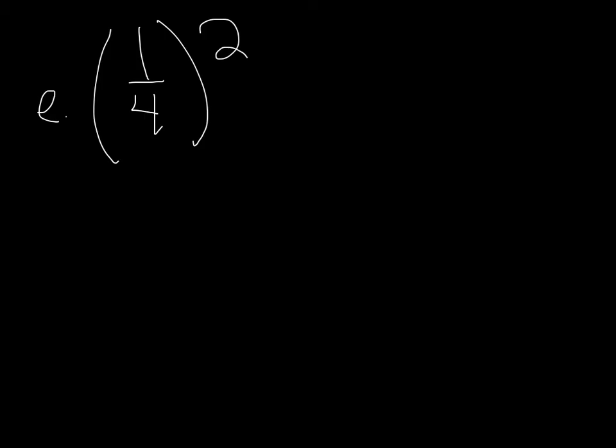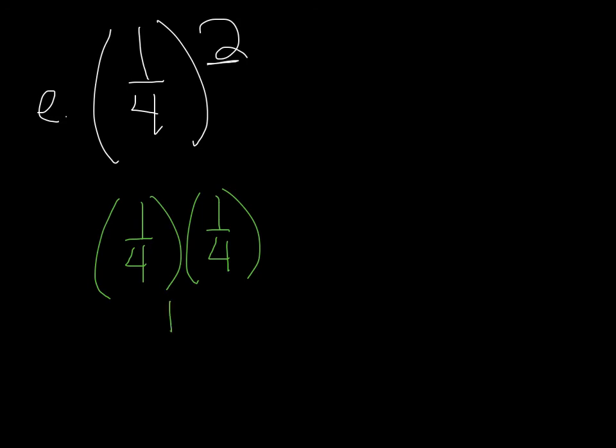Here's letter E. I have 1/4 to the second power. This is another way of saying 1/4 squared. So that tells me that I want to take 1/4 times 1/4. 2 means I write the number twice. Parentheses are another way of saying multiplication. You also could just drop them and go like this that we've already seen. Now we know how to multiply fractions as well. We've gone through all of this.